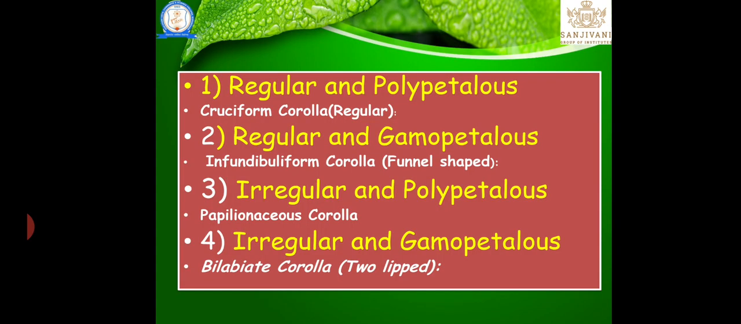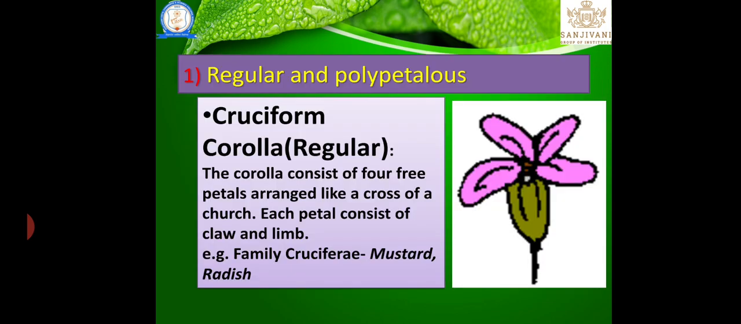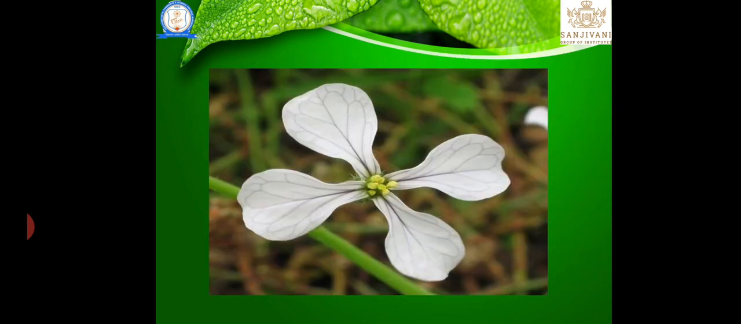Corolla: there are four types: regular polypetalous, regular gamopetalous, irregular polypetalous, and irregular gamopetalous. First is the regular polypetalous; we know the meaning of regular and polypetalous. First is the cruciform corolla. The cruciform corolla consists of four free petals arranged like the cross of a church, and each petal consists of a claw and a limb. For example, family Cruciferae, where we can see the church-like cross symbol.